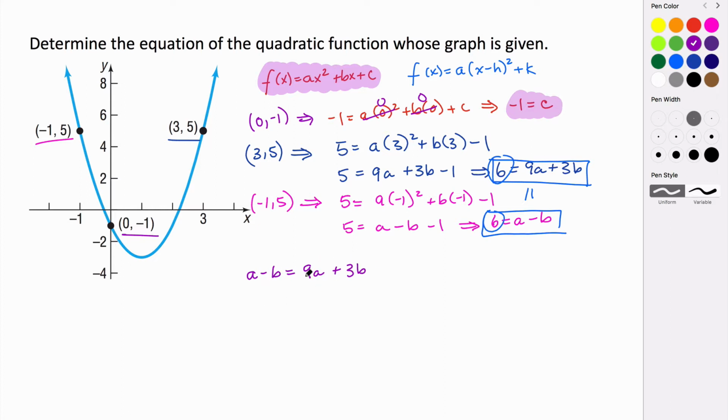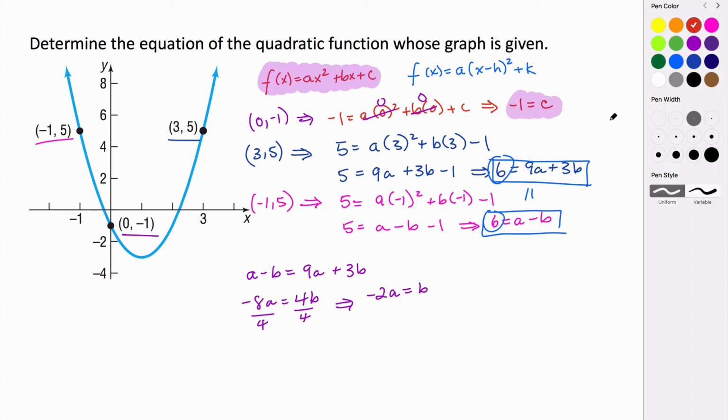So we have a minus b equals 9a plus 3b. And then do some addition and subtraction. Subtract 9a and add b to both sides, and we will have -8a equals, and then add b for b, 4b. Solve for b so we can divide by 4, and we get from this that -2a is equal to b.